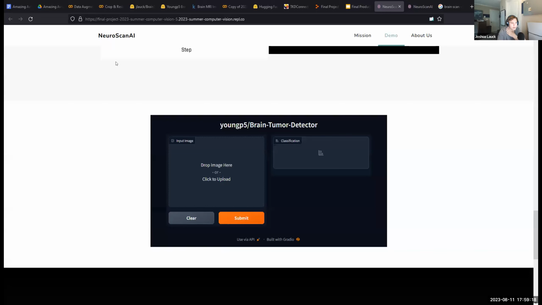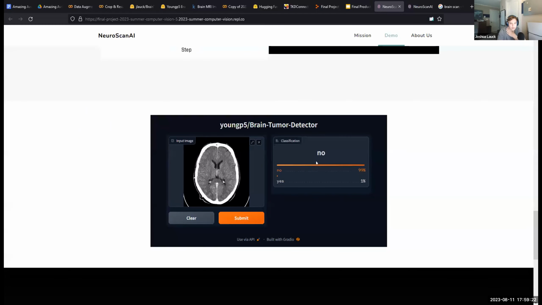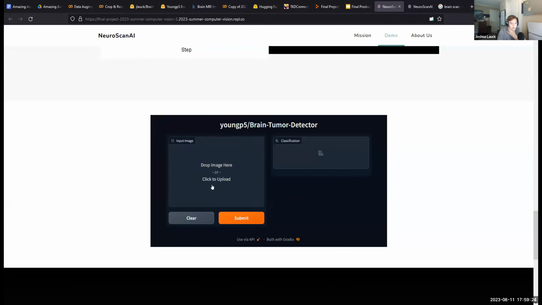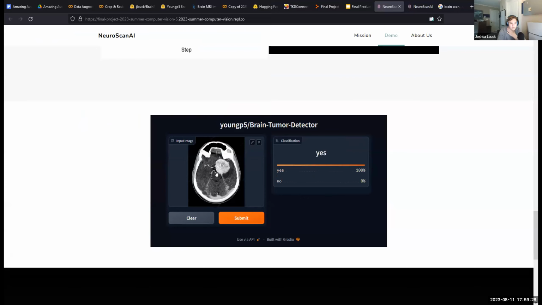So I can put in an image, a CT scan. This one does not have a tumor, and it identifies it correctly as not having a tumor. And if I put in one that does, it identifies it correctly as having a tumor. And these were not images it was trained on.